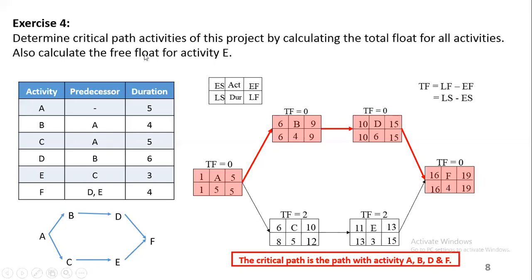The free float for activity E. Activity E is this one. It's 2. You checked it. Yes. Okay, good. You guys are mastering now.